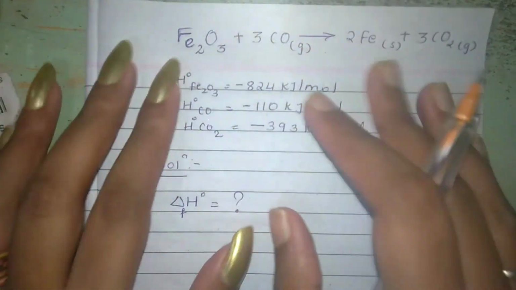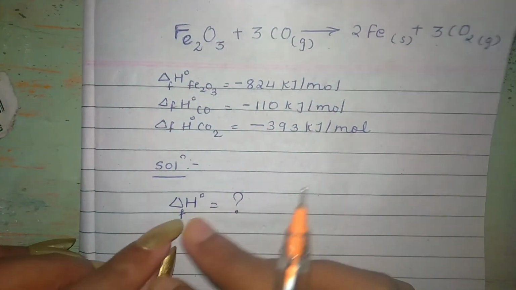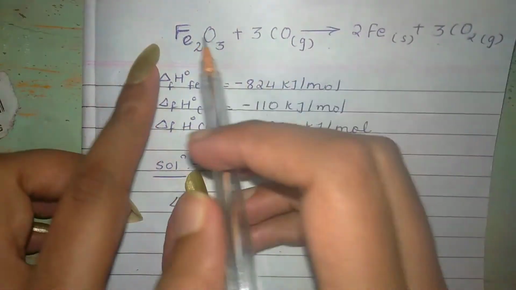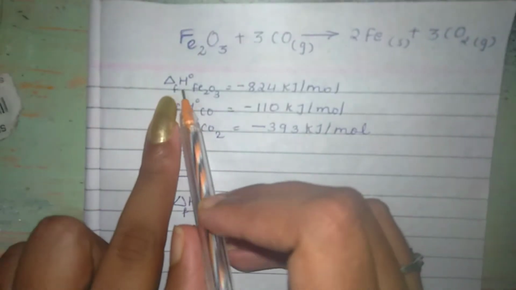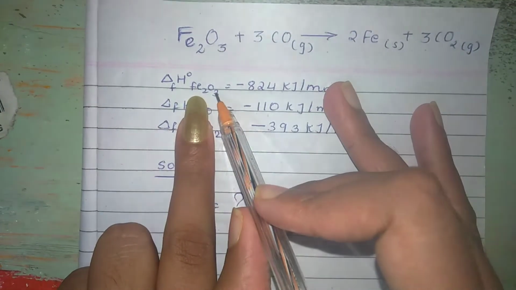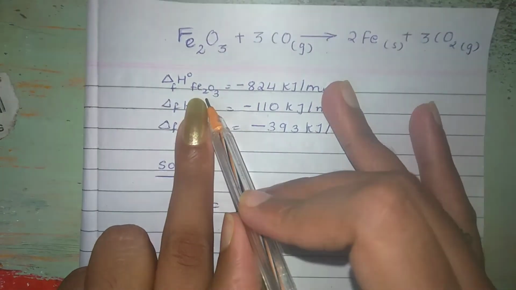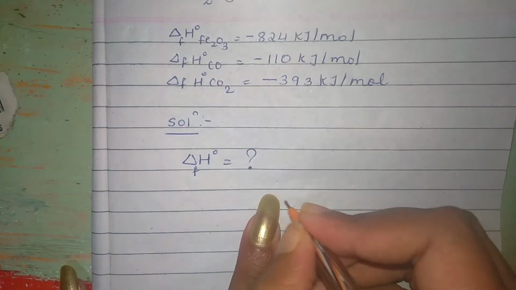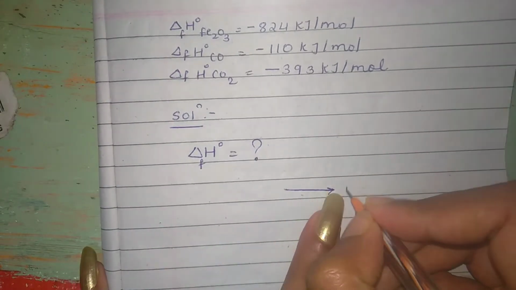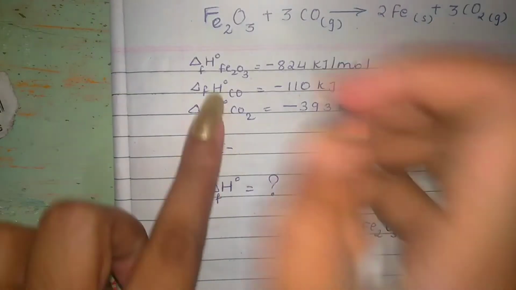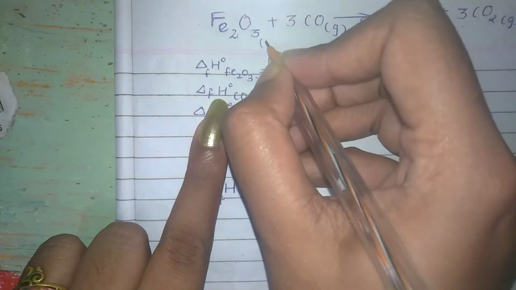So students, here what we have to find is the enthalpy change of the overall formation. For that, it's given that the formation enthalpy of Fe2O3 is given. So what I am going to do is I will form Fe2O3, which is in solid state. So how to form this?